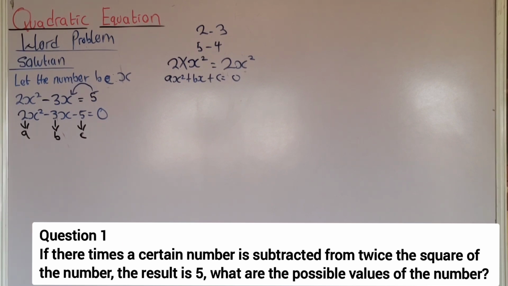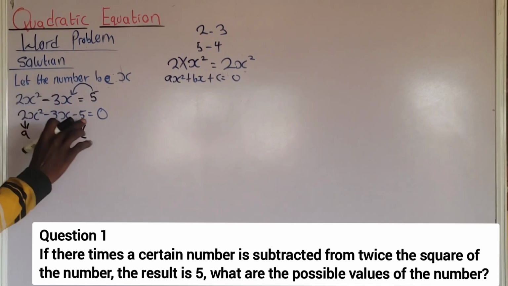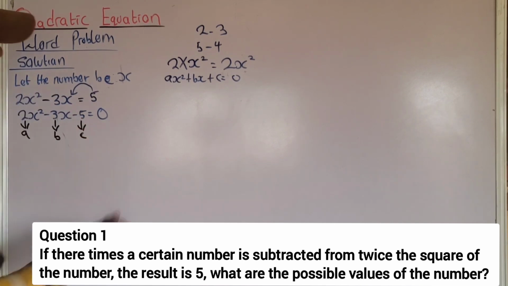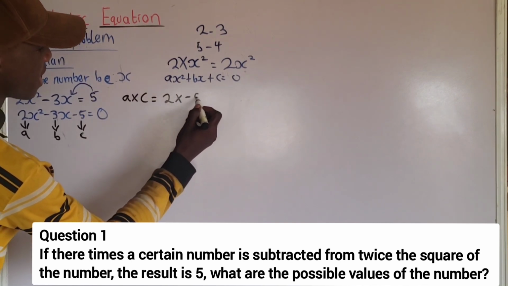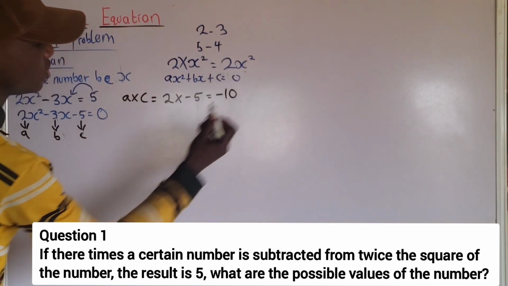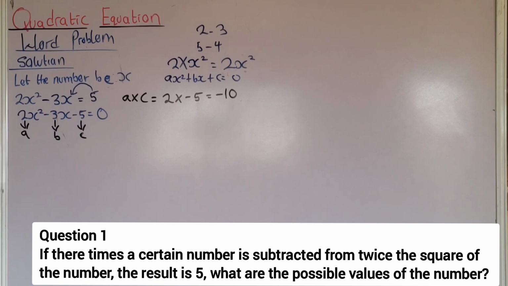So you can see that in this quadratic equation, the coefficient of x squared is not unity. Because the coefficient of x squared is not unity, I'm going to take the product of the coefficient of x squared, which is a, and negative 5, which is c. So a multiplied by c is equal to 2 multiplied by negative 5, which is negative 10. Do you understand?